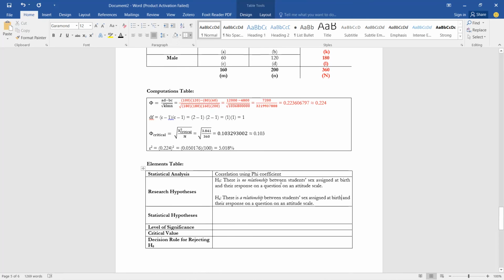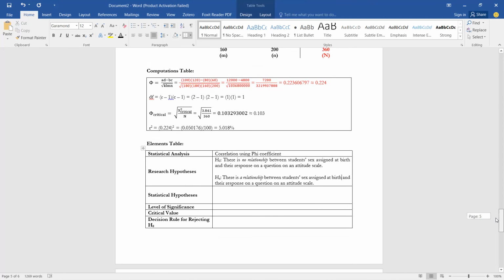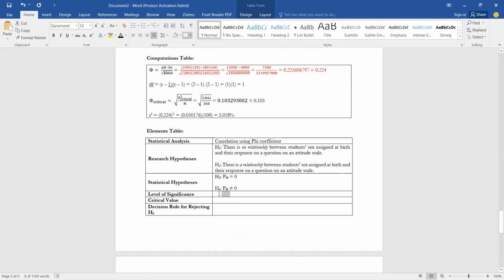So yeah, for H0, there's no relationship between student sex assigned at birth and the response on a question on an attitude scale. Alternative is there is a relationship, no? The notation, mag-iiba lang ng konti, we are using the phi symbol. So phi is equal to 0 and phi is not equal to 0. So nagamit na natin yung 0.05. Yung critical value, nahanap na rin natin si phi critical, which is 0.103.